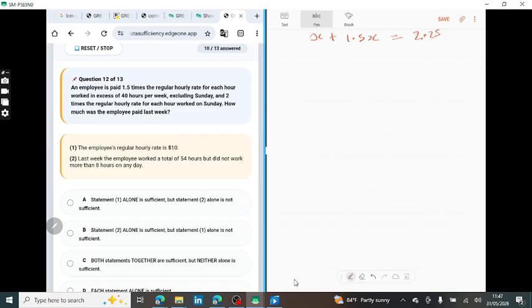Okay, so these are the questions we need to ask. Do we know how many hours the employee worked? What we know is only the $10 regular rate. From here, we can know 1.5 times, so 1.5 times 10 is 15, right? But we don't know how many hours he worked. We don't know the actual hours.